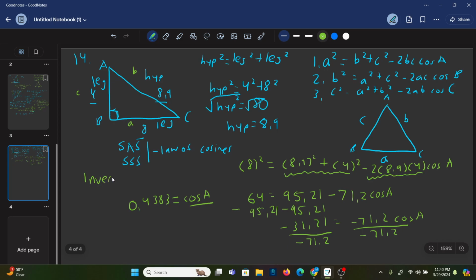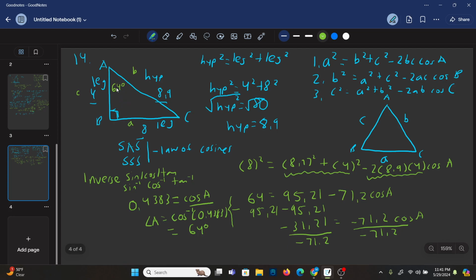Okay, so to solve for angle A, recall that when we want to find an angle, we do inverse sine, cos, or tangent. And remember, inverse sine is sine to the negative 1, cos to the -1, and tan to the -1 on the calculator. So angle A would equal cos inverse of 0.4383, and that would equal an angle measure of 64 degrees for angle A.